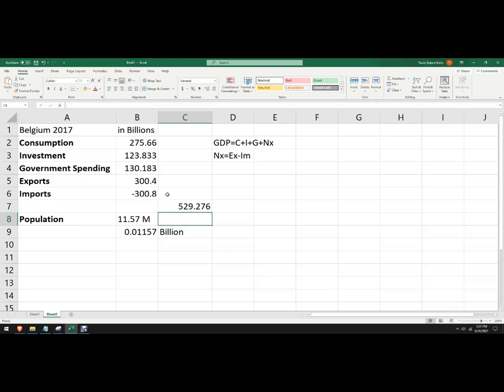Okay. Doesn't mean it's bad. In fact, it's pretty balanced. Okay. Doesn't necessarily mean that's good either. This is in billions. So that's about $500 billion right there.